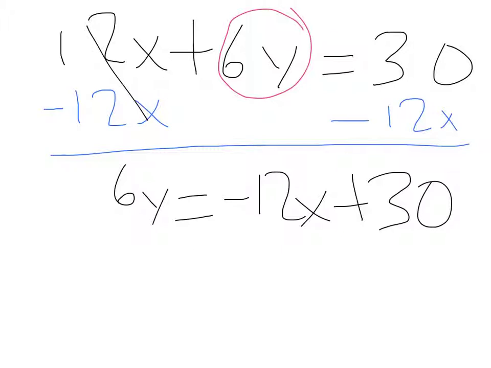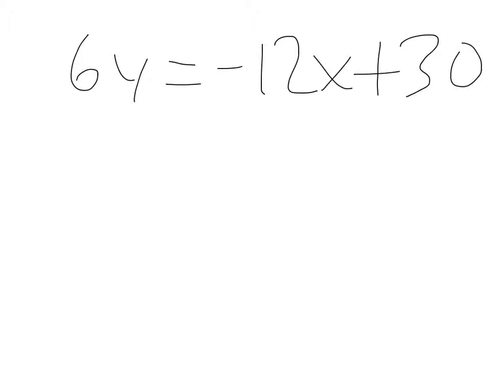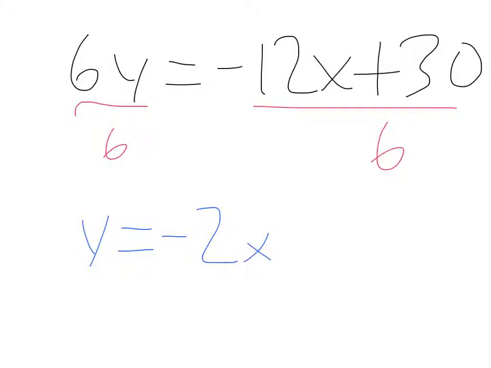The y was singular as 1, but here we have 6y, so we need to divide everything in the equation. 6y equals negative 12x plus 30. We have to divide all that by 6 so that the y is singular. So let's do that. Divide by 6. Divide by 6. y equals negative 2x plus 5. 6 divided by 6 is 1, negative 12 divided by 6 is negative 2, and 30 divided by 6 is 5.